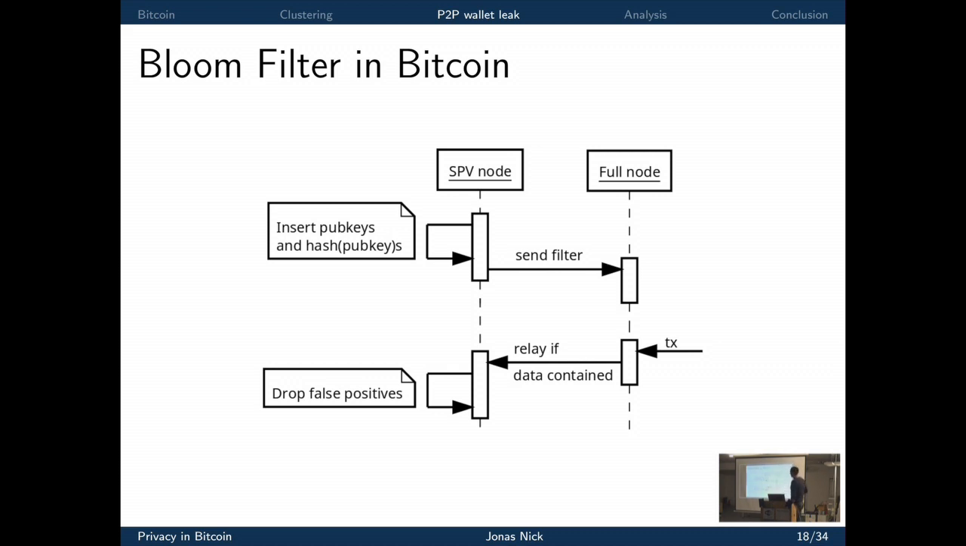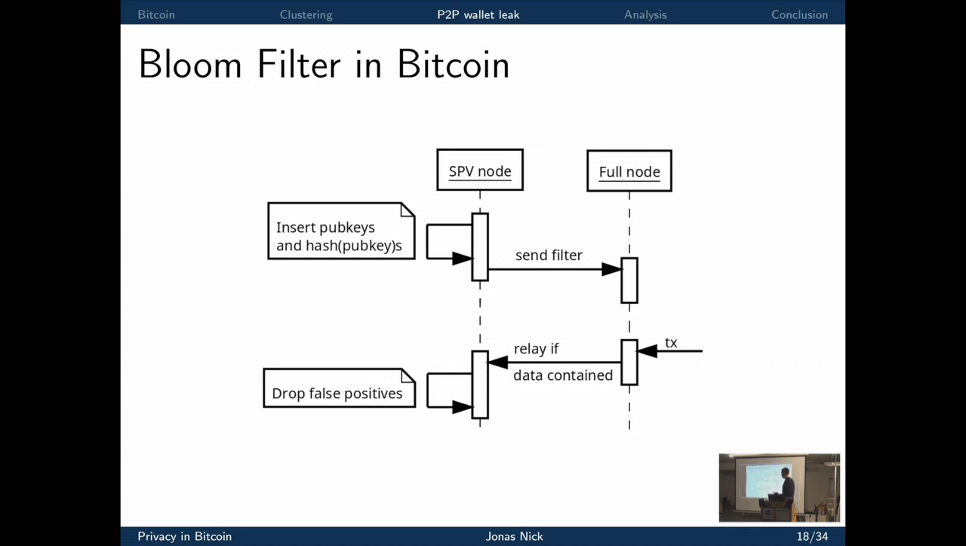We have a light SPV node which implements connection bloom filtering. When it connects to a new node, it creates a new Bloom filter and inserts all pub keys and hashes of pub keys into that Bloom filter. Why both? Well, it inserts hashes because, as we said, transactions usually go to hashes of pub keys, and this is why the node is interested in these transactions. So when the filter is created, it sends it to the full node.